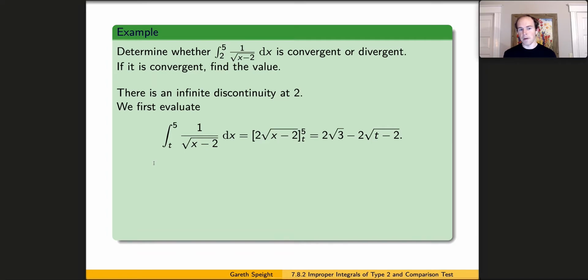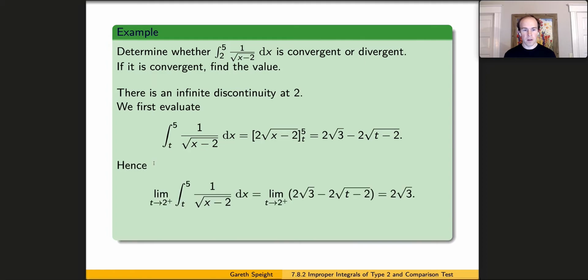So now we have to look at what happens as t approaches 2. So what happens as t gets closer and closer to 2? We look at the limit. By definition, we're supposed to be looking at the limit as t approaches 2 from the right of our integral. We just calculated our integral in terms of t. So we're looking at the limit as t approaches 2 from the right of 2 root 3 minus 2 square root of t minus 2.